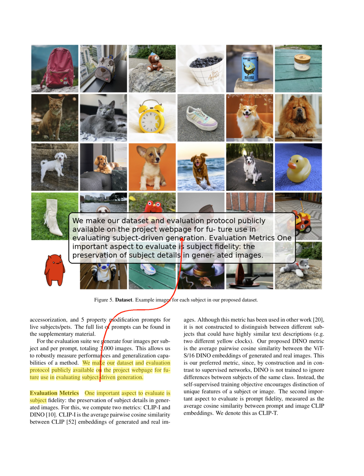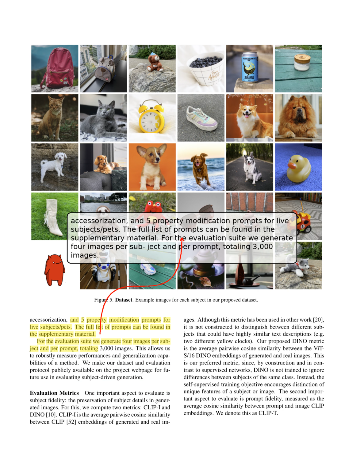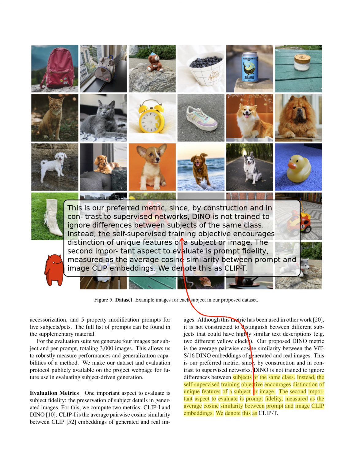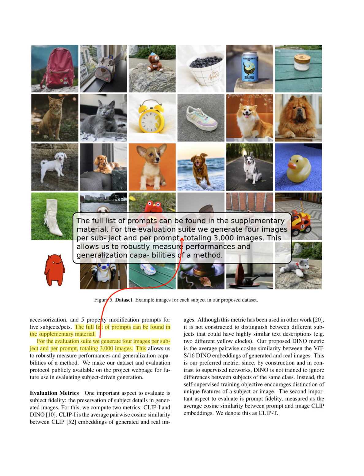And they mentioned that those subjects include both objects and live subjects like pets. Right, and to evaluate the model, they use two key metrics, subject fidelity and prompt fidelity. So subject fidelity is basically a measure of how well the images that the AI generates actually match the original subject that you gave it. And then prompt fidelity measures how well those images actually match the text descriptions that you give the AI.